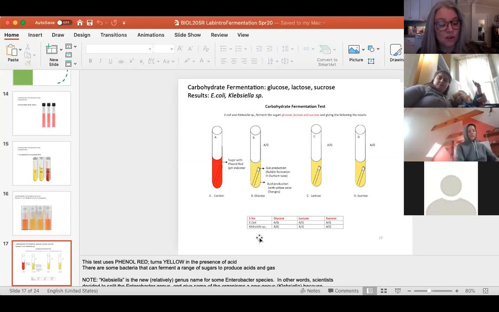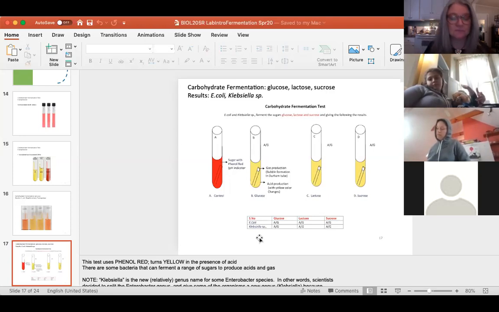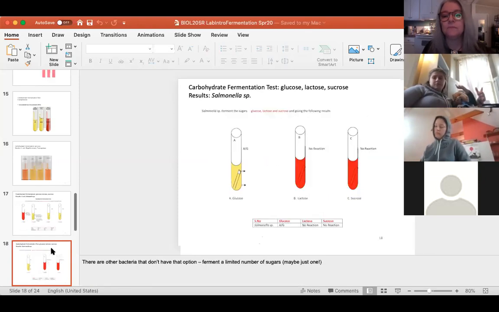So you'll record the Klebsiella results identical to the E. coli results for those three sugars. Now let's take a look at the Salmonella result.